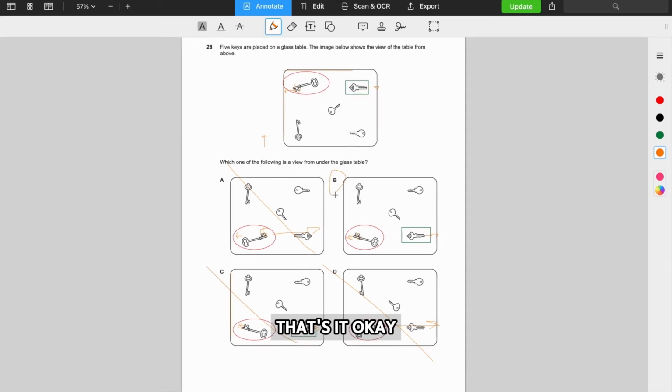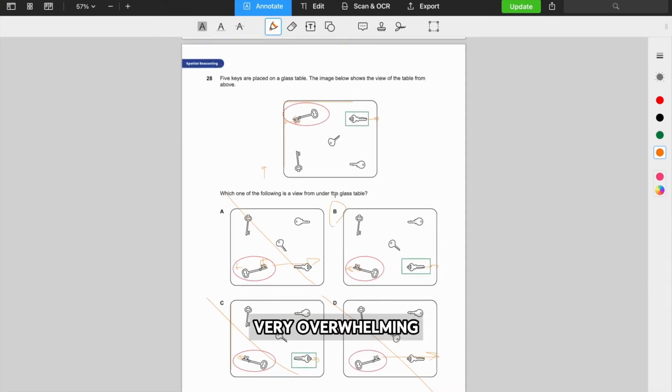That's it. I know these questions look very overwhelming, but all you have to do is hone in on small features and just eliminate based on that. Also, you can compare similarities and differences between the answer options themselves to save you time in an exam.